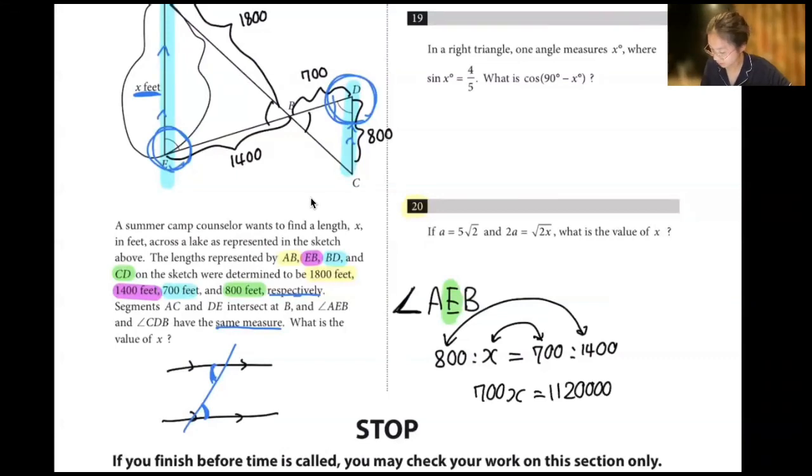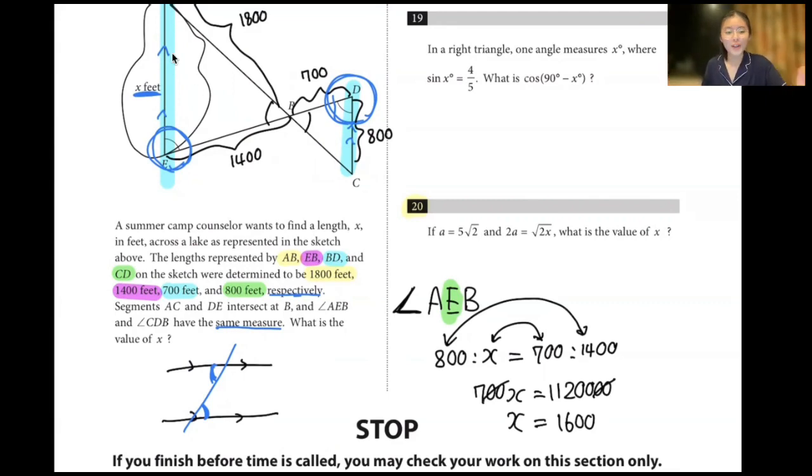All right, that's a huge number. And then you simply divide 1,120,000 by 700, and you'll get 1,600.